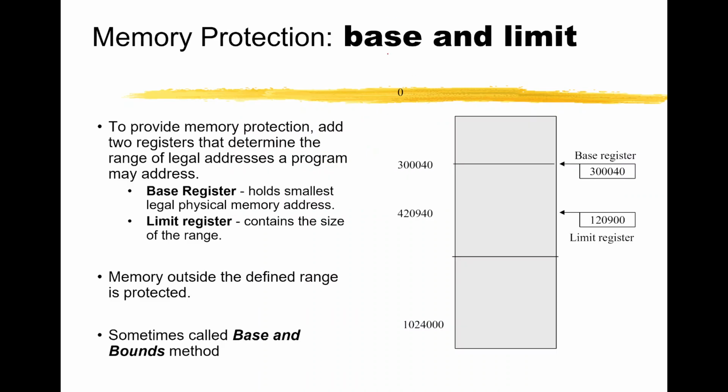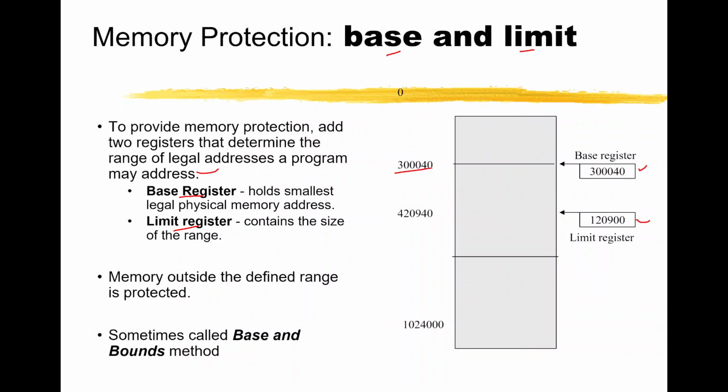Now, another way, as I said earlier, is what we call base and limits. To provide memory protection, add two registers that determine the range of legal addresses a program may address. So we're going to add two registers, usually the base register and the limit register. The base register holds the smallest legal physical memory address.